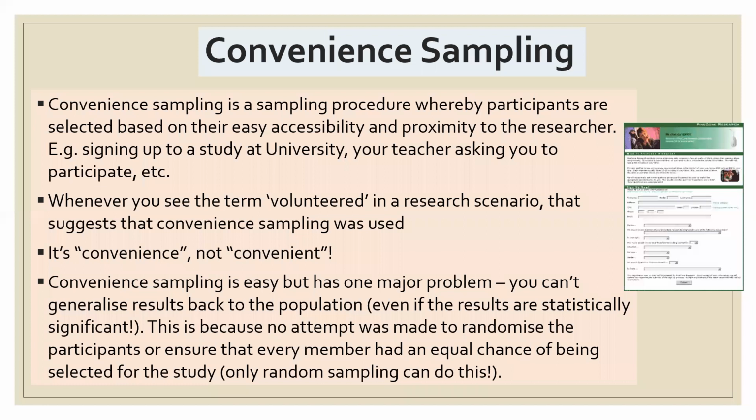A lot of the time, one easy tip for you to pick out convenience sampling in any scenario is to look for the word volunteered. If it says 27 participants volunteered or 27 university students volunteered, volunteered suggests that there was an element of convenience sampling used there. So just remember the advantage of convenience sampling is that it's quick, it's easy, it's time effective, it's cost effective, but the disadvantage is that you never get a representative sample from a convenience one, and that we cannot generalize results because of that. So that's basically what convenience sampling is about, and most of you are quite familiar with this anyway.